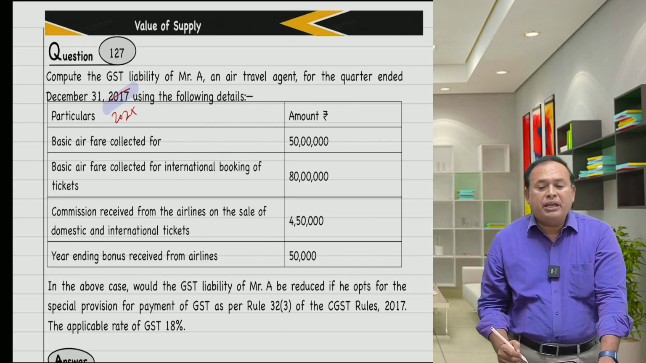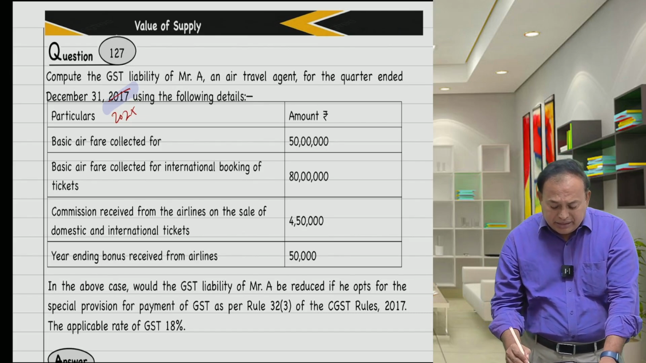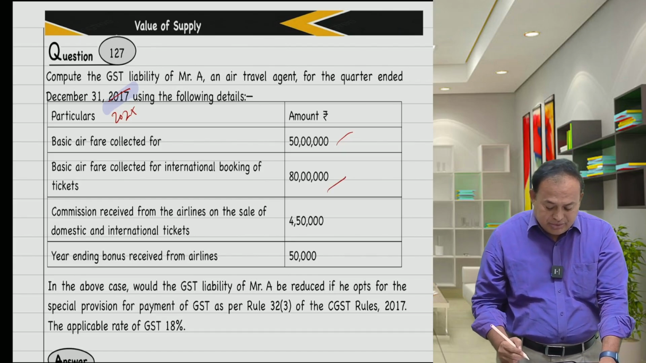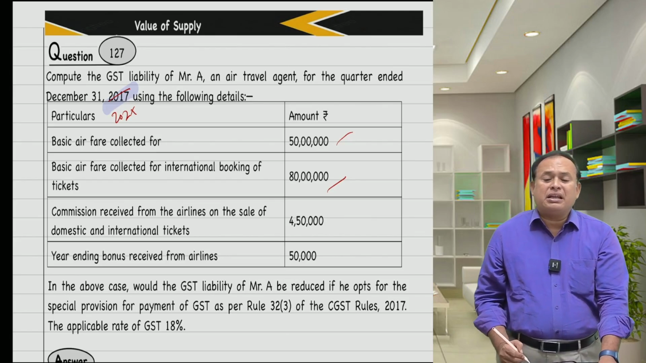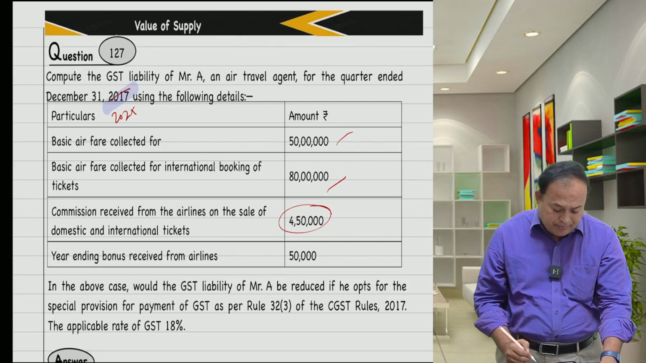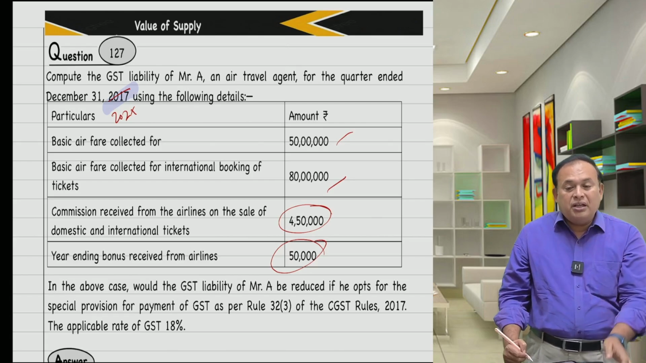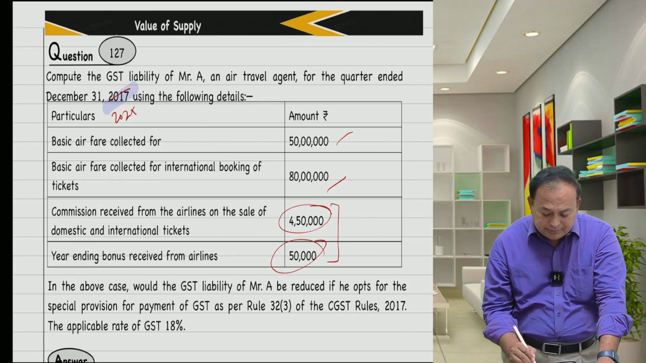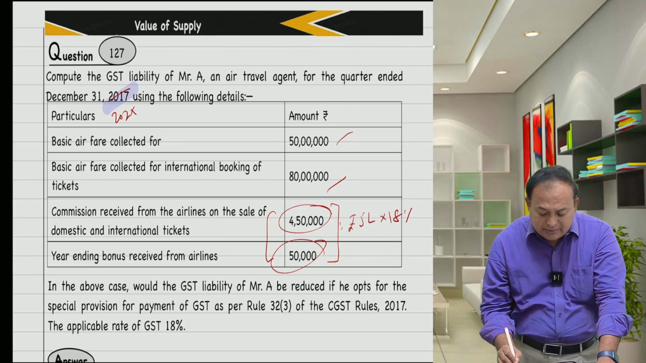Using the following details. Basic fare collected for domestic booking 50 lakhs. Basic fare collected for international booking 80 lakhs. Commission received from the airlines on sale of domestic and international tickets 4,50,000. Year-ending bonus received in that particular December is 50,000. Now I said to you, commission, which is nothing but these two activities, equal to 5 lakh, on which 18% GST, which is rupees 90,000.